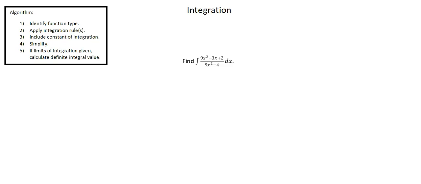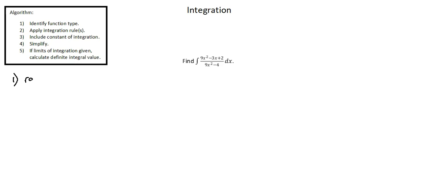Our topic is integration. This is integration using partial fractions, example 2. Our problem reads, find the integral of 9x squared minus 3x plus 2 over 9x squared minus 4 with respect to x. Working with our algorithm, step 1, identify a function type. We have a rational function, a function in the numerator, a function in the denominator. There's no clear way that we can use substitution to work with this integral.